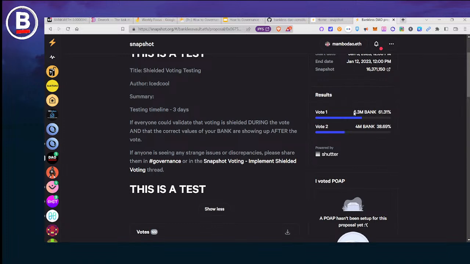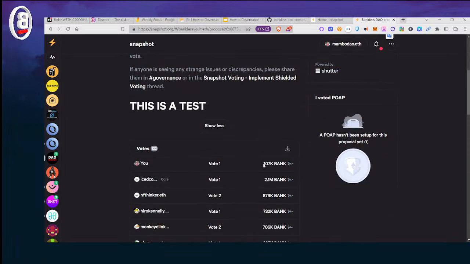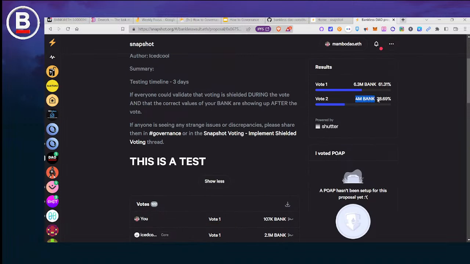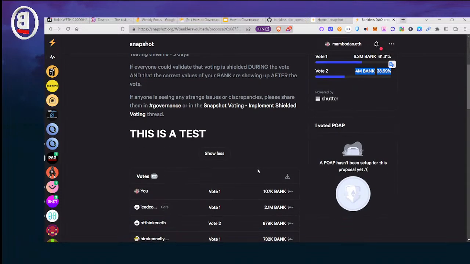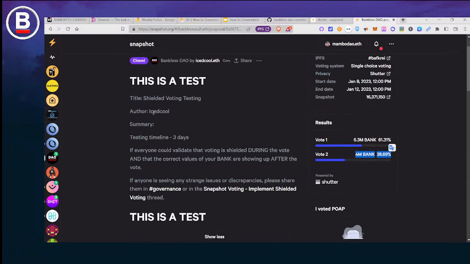And so in this example, 6.3 million bank was used to vote for vote number one, and 4 million bank was used to vote number two. Again, this was a test. It's not really an actual decision, but had this been some type of proposal, vote number one would have won the proposal. Does that make sense?